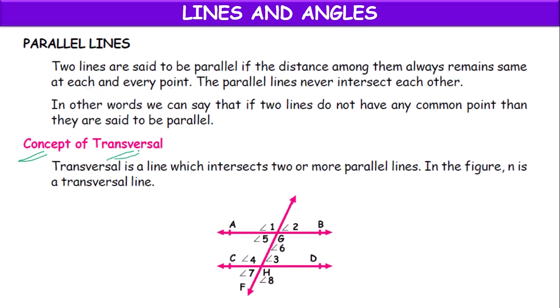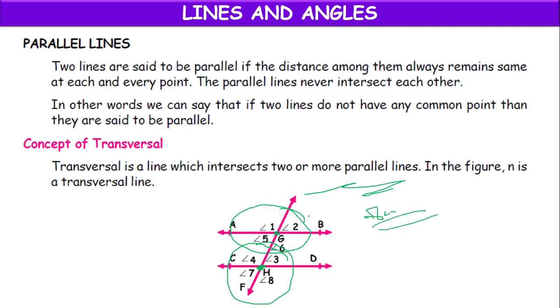Next, we have the concept of transversal. A transversal is a line which intersects two or more parallel lines at different points. Here AB, CD are lines, maybe parallel, sometimes may not be parallel. This is the transversal. This transversal intersects AB at G and CD at H. So at G point, 4 angles are formed: 1, 2, 5, 6. At H point, 4 angles are formed: 4, 3, 7, 8. Altogether, 8 angles are there. If these two lines are parallel, then some laws will be applicable.